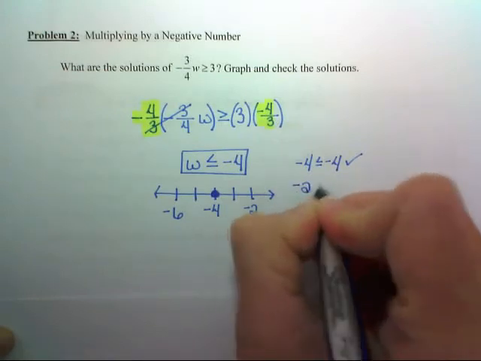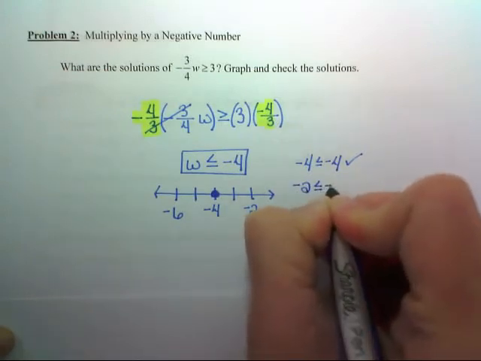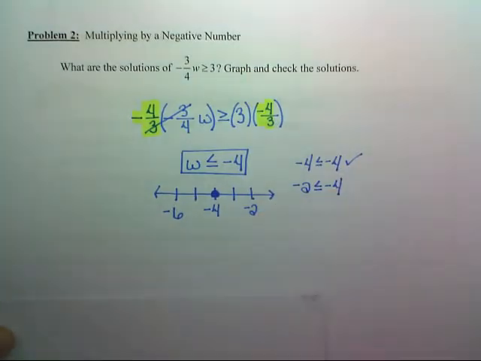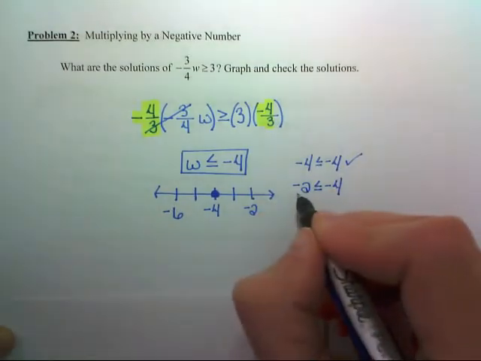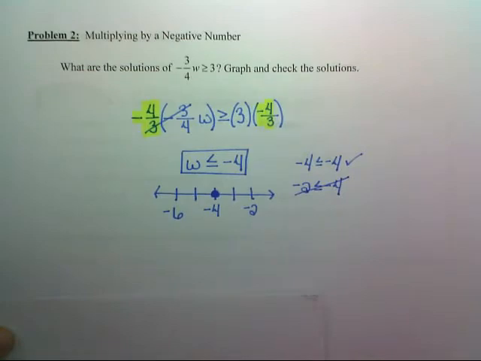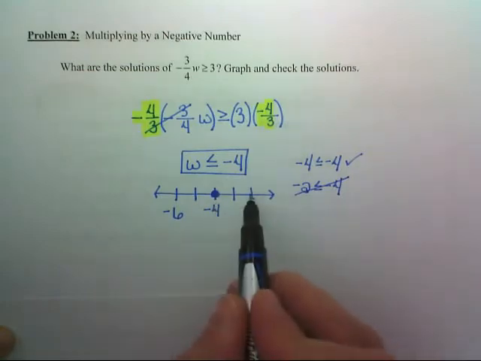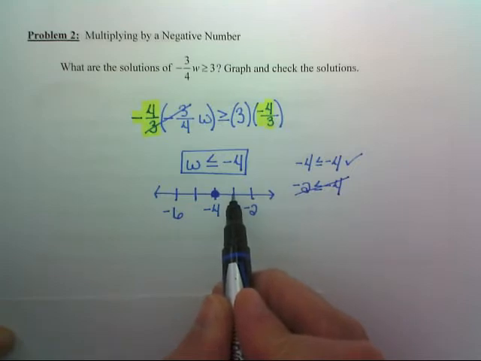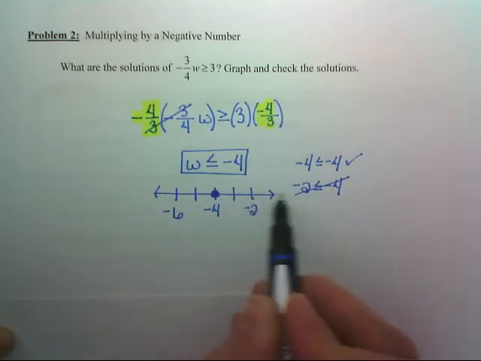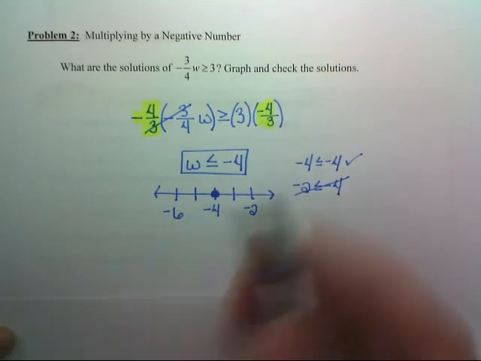Is negative 2 less than or equal to negative 4? True or false? And that is false. Negative 2 is not less than negative 4. So if negative 2 doesn't work, we can assume, and we could try these numbers also, that negative 3, negative 1, 0, those do not work. So let's go in the other direction.